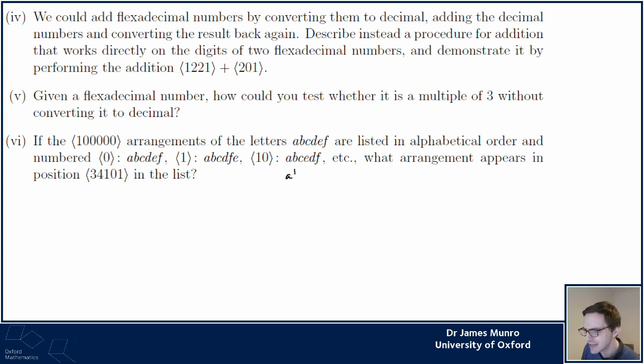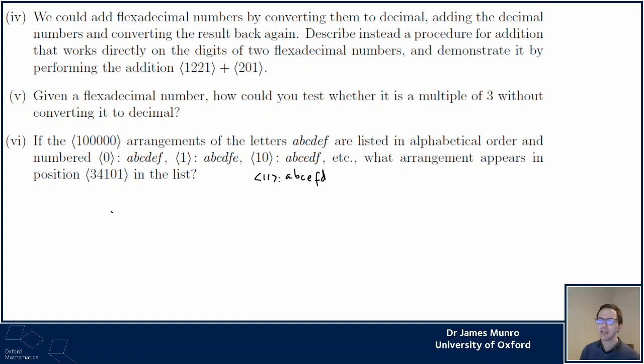I suppose the next one would be A, B, C, E, F, D, so it would swap the last two letters again, and we get up to the, what is that, third thing. We're counting from zero, so third thing. A, B, C, E, F, D. Okay, so we're asked what happens when we get all the way down to position 34101 in flexadecimal. We could convert that to decimal, I'm not sure that would be very helpful. It's some huge number of moves later.